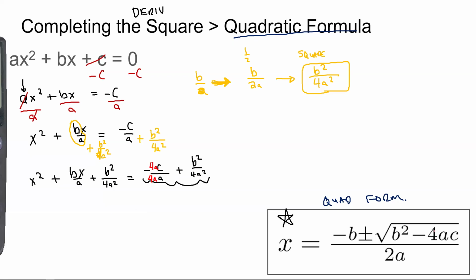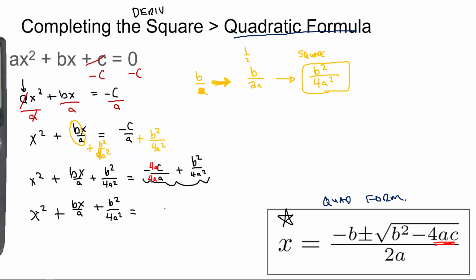And you can already start to see some of these bits popping up. There's a 4a squared and there's an a on the bottom. So we're headed in the right direction here. But now that we've done that, I'm not changing anything on the left at the moment. Bx over a plus b squared over 4a squared equals.